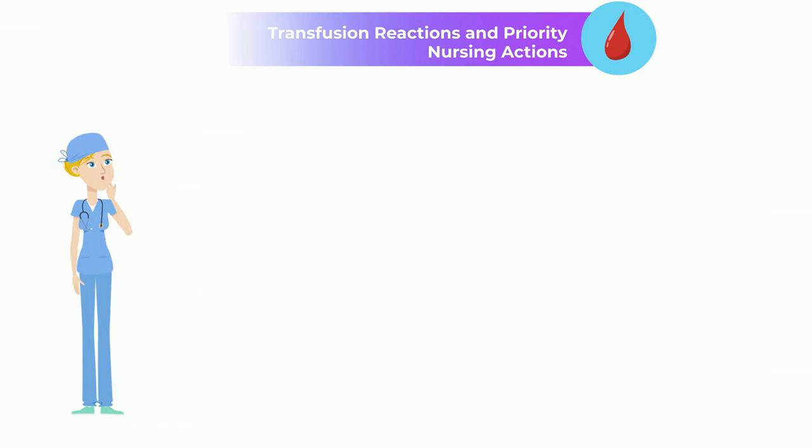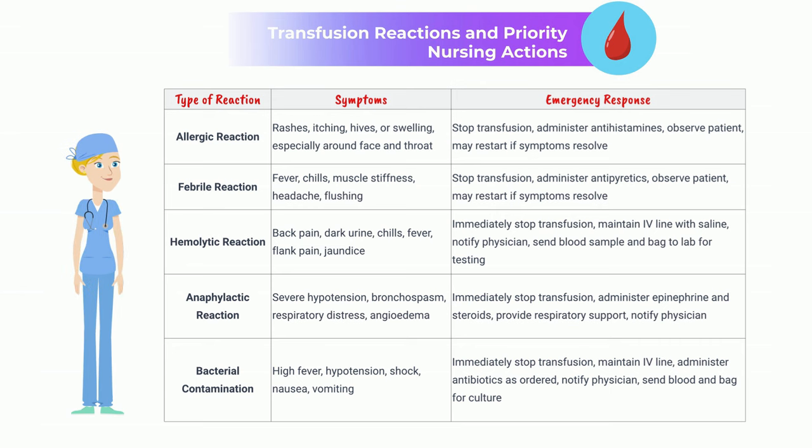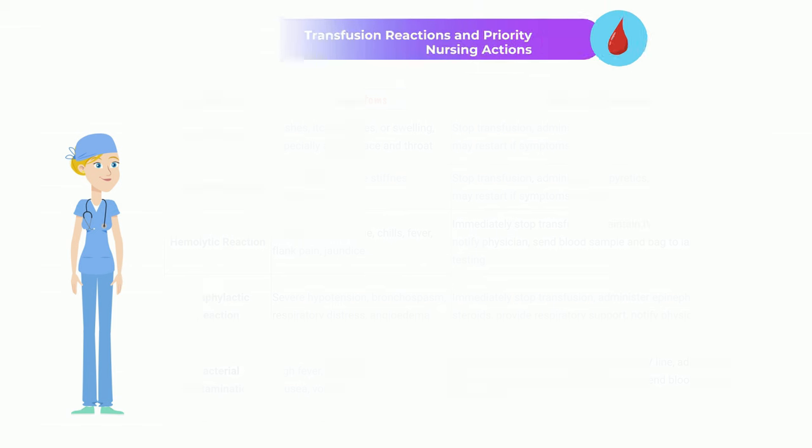Understanding transfusion reactions and knowing priority nursing actions can be life-saving. Reactions can range from mild allergic responses to severe hemolytic reactions. This information is not just vital for your NCLEX exam, but also crucial in your nursing practice.